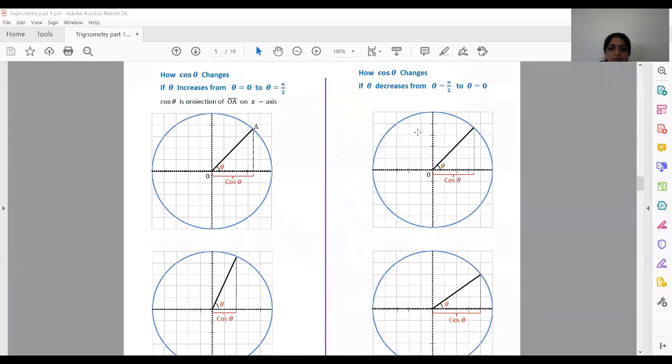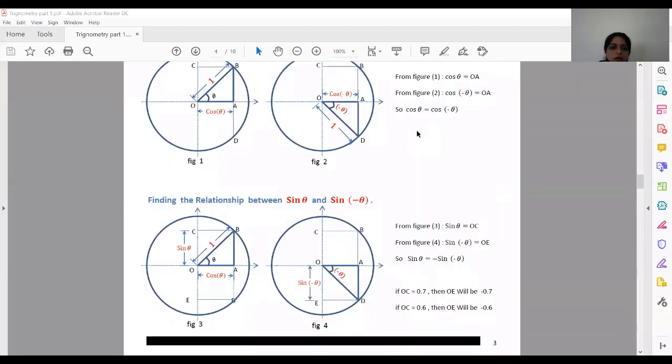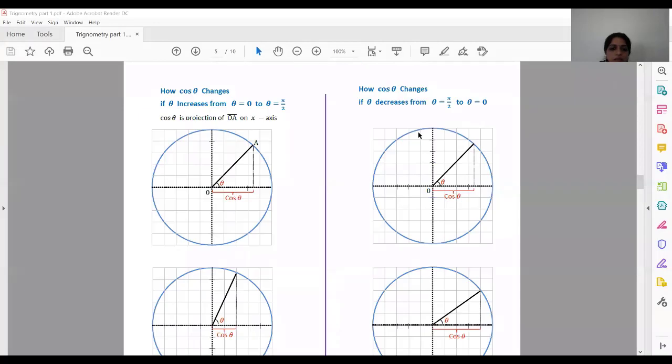Now, here we want to check how cos theta changes if theta increases from 0 to pi by 2. Students, here we are talking about the first quadrant. Here we are talking about theta equal to 0 to theta equal to pi by 2, means the first quadrant. And here we are checking, if the value of theta is increased in the first quadrant, at that time what is the change in cos theta?